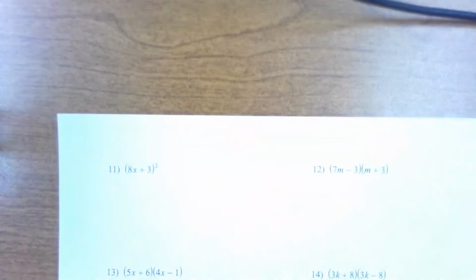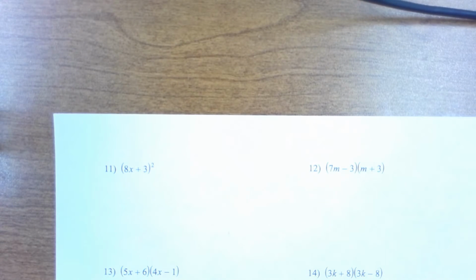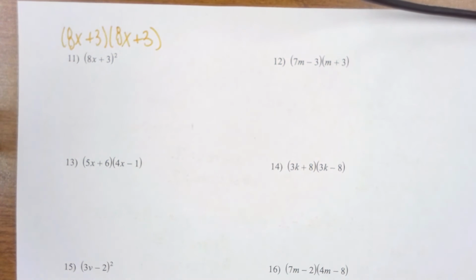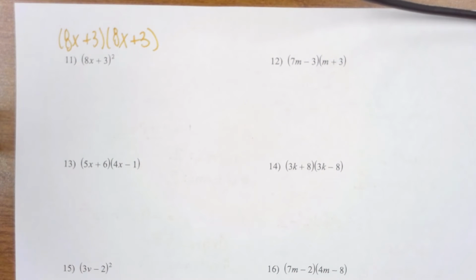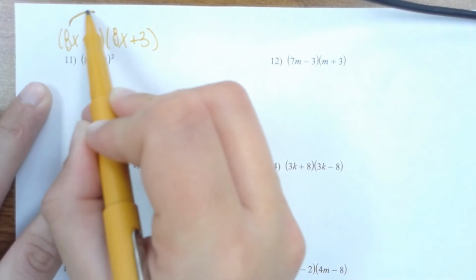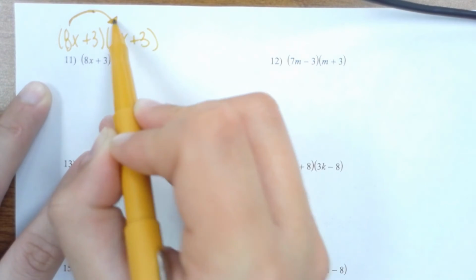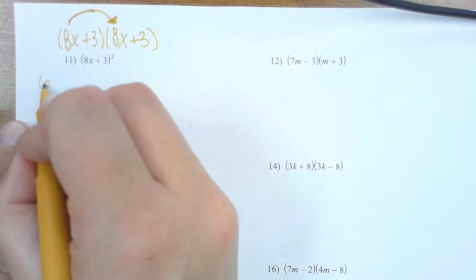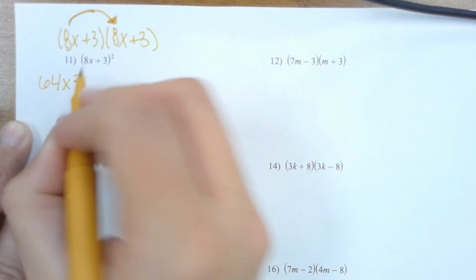Okay, so still going here. So 8x plus 3 squared. That just means we're taking 8x plus 3 times 8x plus 3. So this is where we talked about using FOIL. So remember, FOIL means you are using the distributive property by first multiplying your first numbers together. So 8x times 8x would give you a 64x squared.